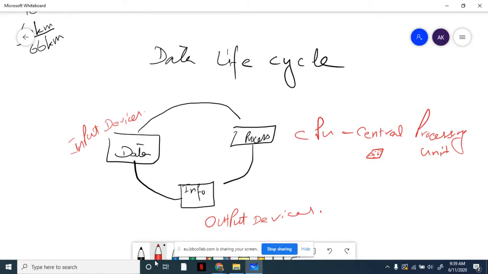And then we have output devices. Output devices, there are so many output devices. Sometimes we want to see our data in the form of hard copies. Sometimes we want to see our data in soft copies. Soft copy means when you want to see your data on your screen or on a projector. And hard copy means when we want to see our data in a printed form. So this is our data life cycle. Note this down quickly as well, so that I can scroll the screen.